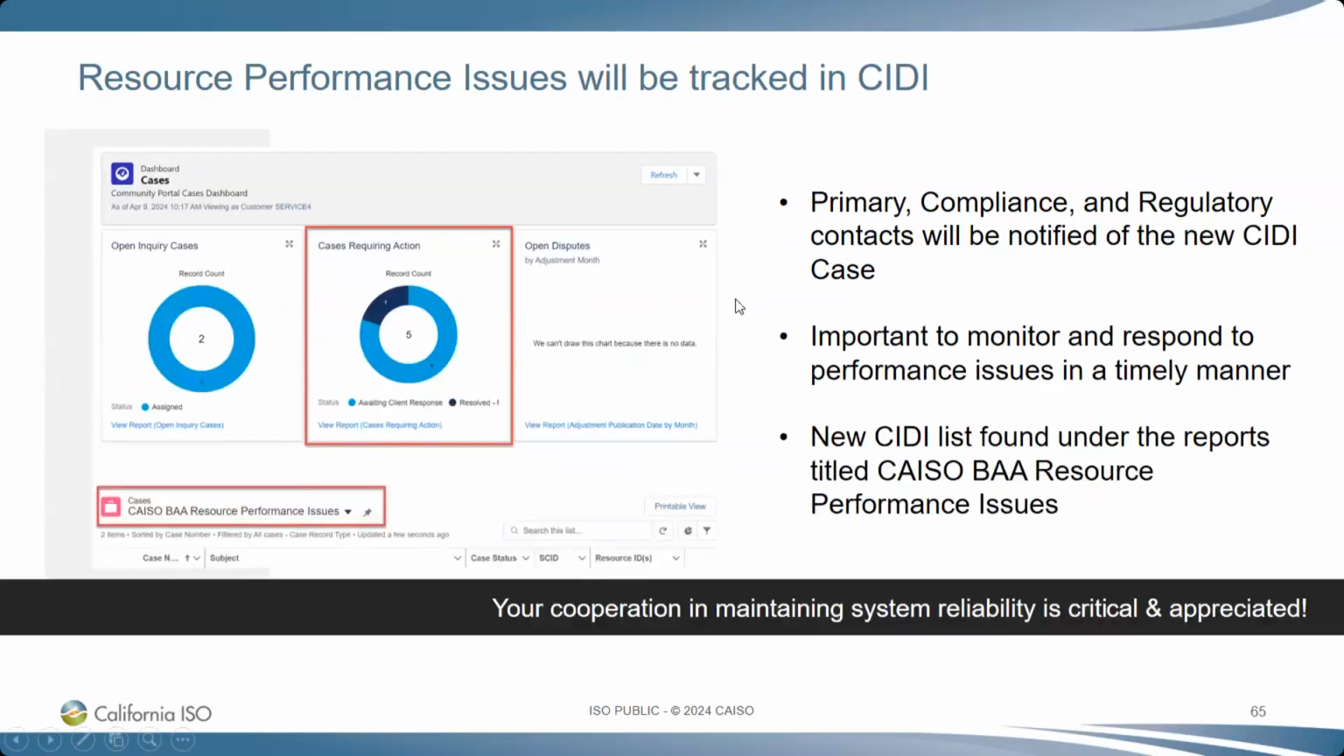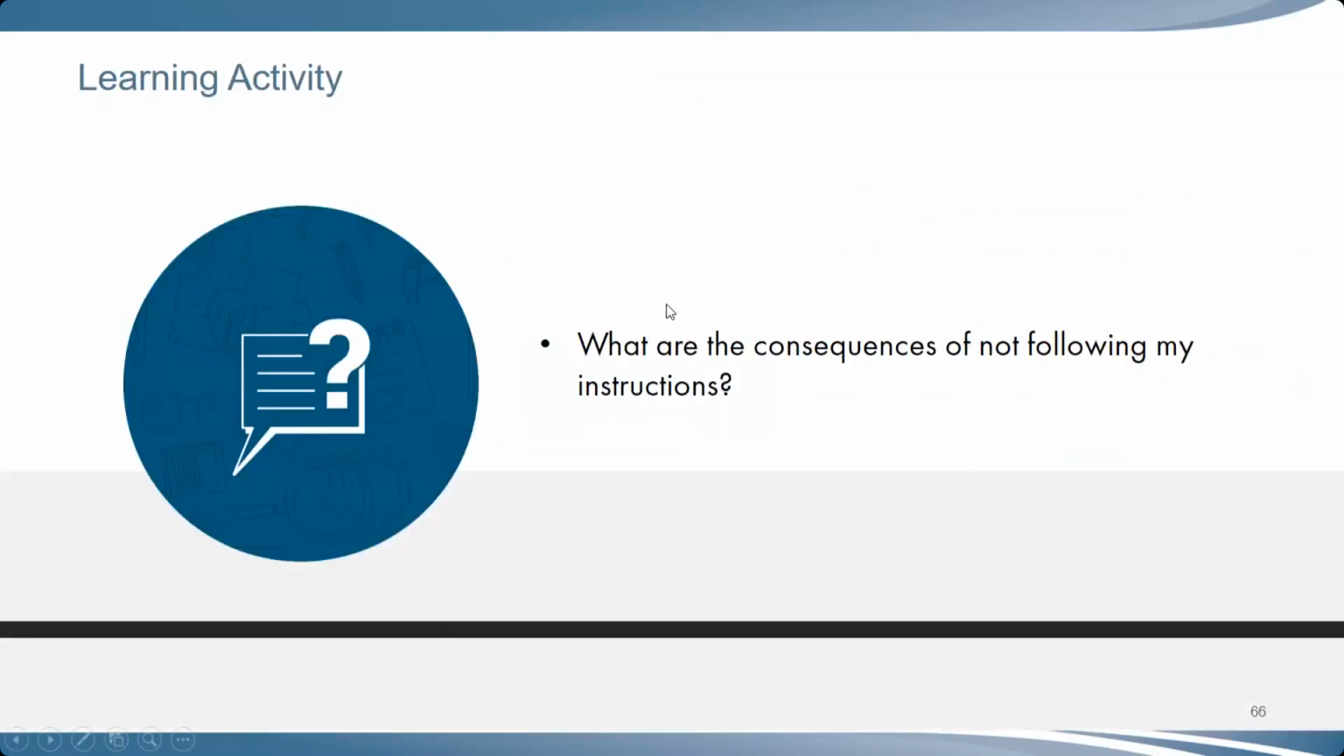All right. So, a little bit more about that. Actually, you kind of got to the question. Primary compliance and regulatory contacts will be notified of the new city case. So if this does get created, that's who's going to be notified. It's important to monitor and respond to the performance issues in a timely manner. So if you are on one of those lists and you receive that, please make sure that you are responding, because you want this to be resolved as quickly as possible. And the new city list can be found under the reports titled CAISO BAA Resource Performance Issues. So that's where those will be located. Again, your cooperation in maintaining the system reliability is critical, but also very appreciated. So, hopefully this will be seen as a good tool to help resolve these issues. So, yeah, thank you very much. I think it's a good step forward there.